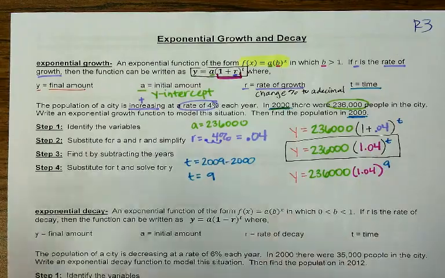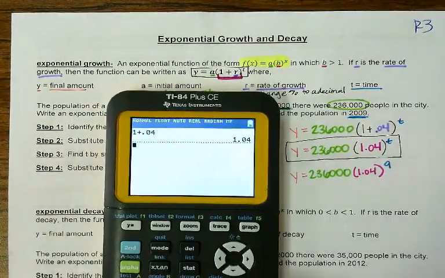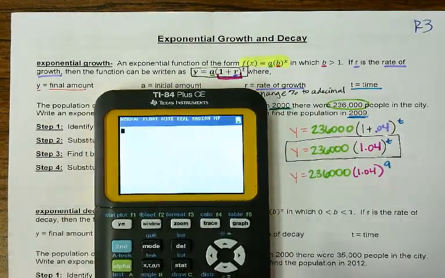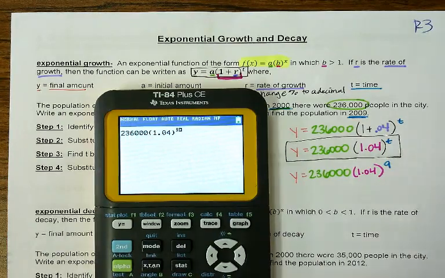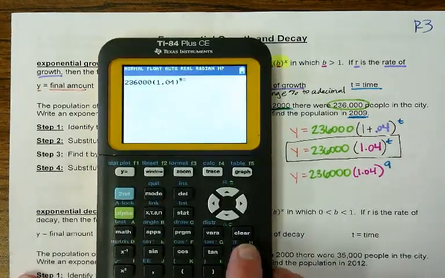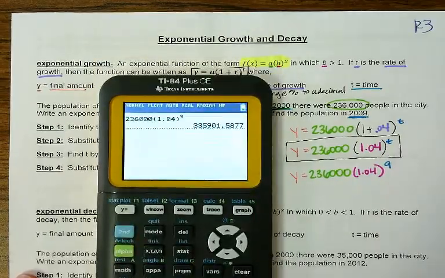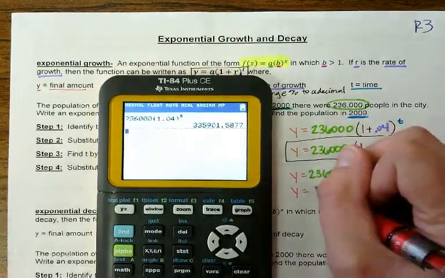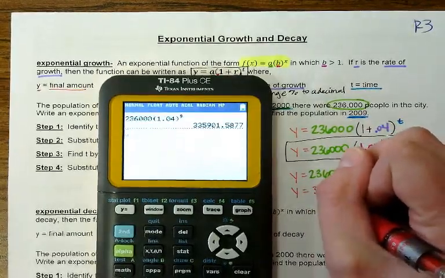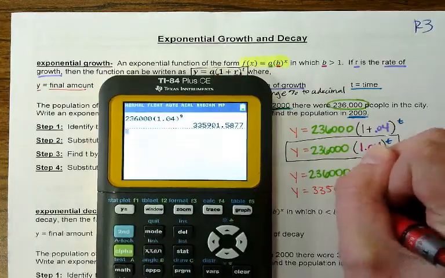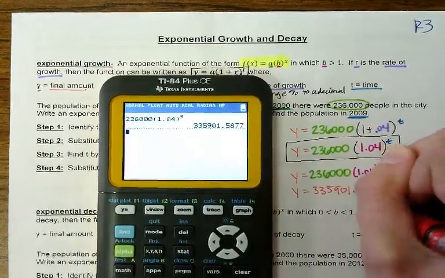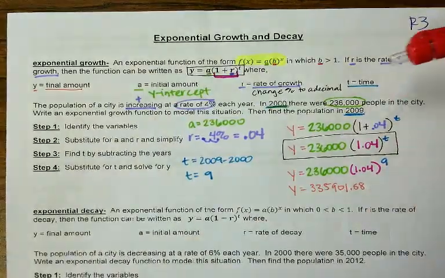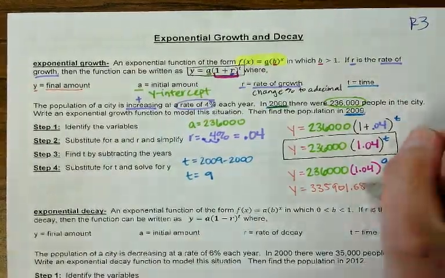Y'all feel good? Now, guys, you will absolutely 100% need a calculator for these today. Okay? So 236,000 times 1.04 raised up to the 9th power. You do your little caret right there, and you get up to the 9th power. You hit enter, and this is what we get. We get y is equal to 335,901.58, or I guess 59 really, if you round it.